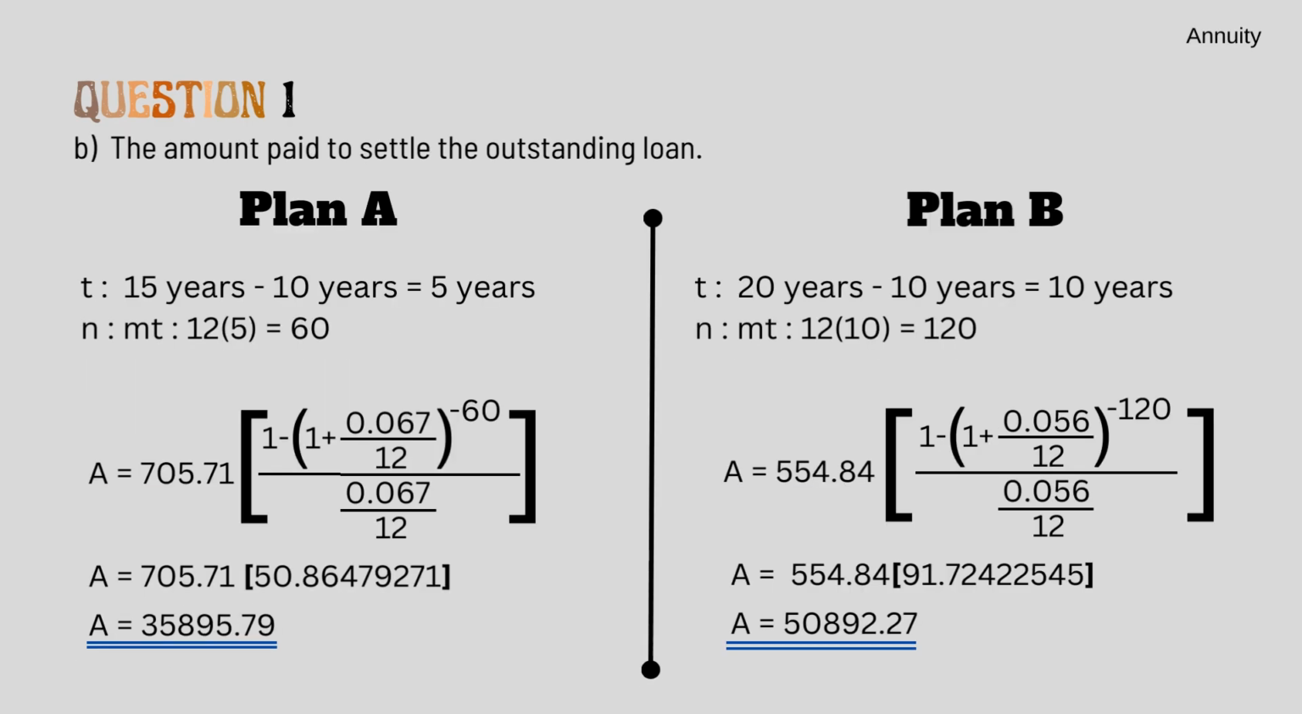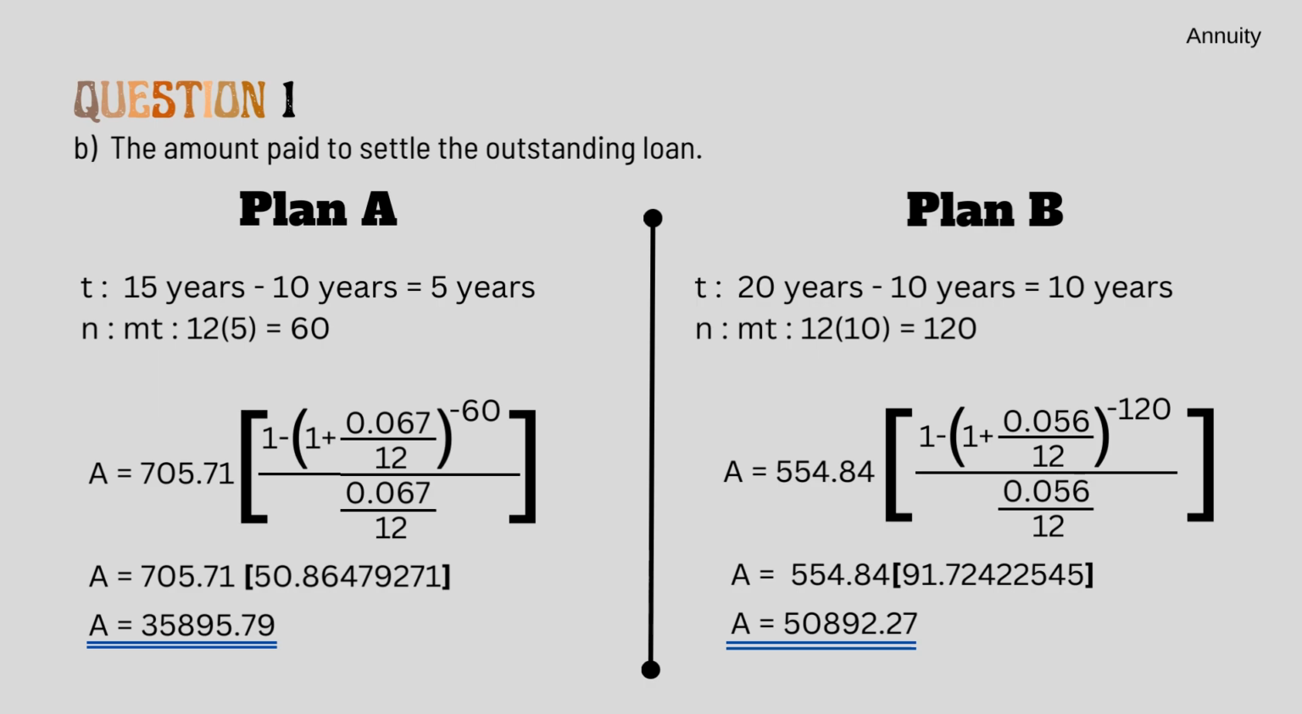Next, we need to find the amount paid to settle the outstanding loan. So, we still use the same formula because we want to find the total amount of loan after 10 years. So, the solution is to subtract 10 years from the term of investment. For plan A, 15 years minus 10 years equals 5 years. And for plan B, 20 years minus 10 years equals 10 years. So, 5 years and 10 years will be the new term of investment.